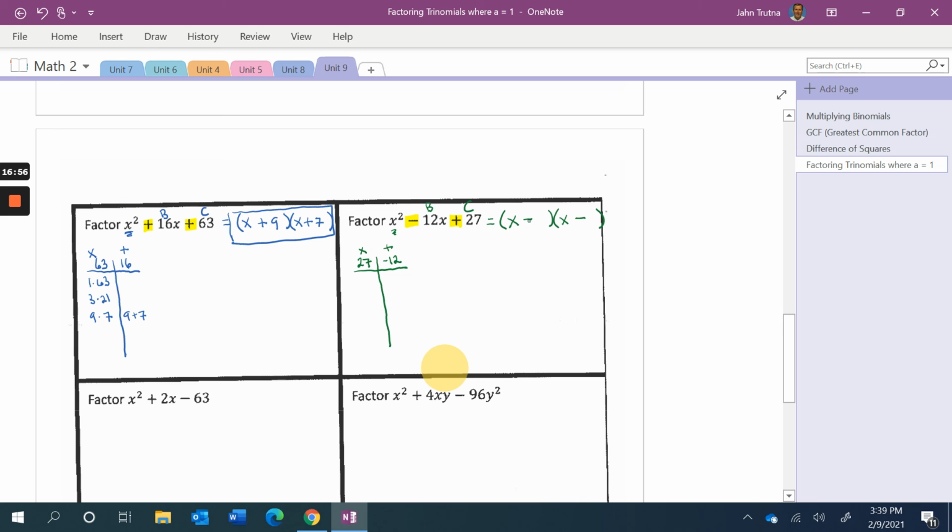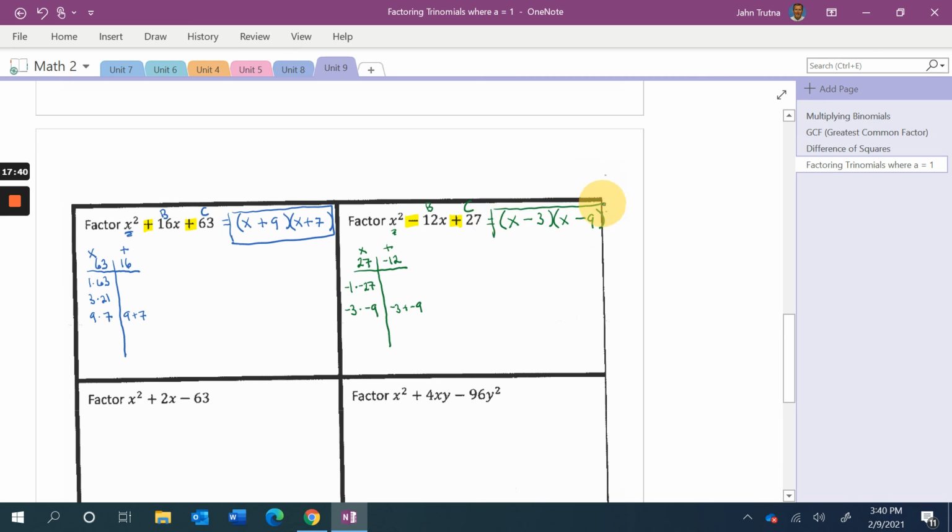Okay, so since I have a minus and a minus for my factors, that means I'm looking for two negative numbers that multiply to make positive 27. Negative 1 times negative 27. Negative 3 times negative 9. If you're not very good with your multiplication facts, you're going to struggle a little bit with figuring out this t-chart. Okay, and that's it. There are only two negative numbers pairs that multiply to make positive 27. All right, and one of them will add together to make negative 12, and that's negative 3 plus negative 9, which is negative 12. So I have my factors. x minus 3 is one quantity. x minus 9 is the other quantity.